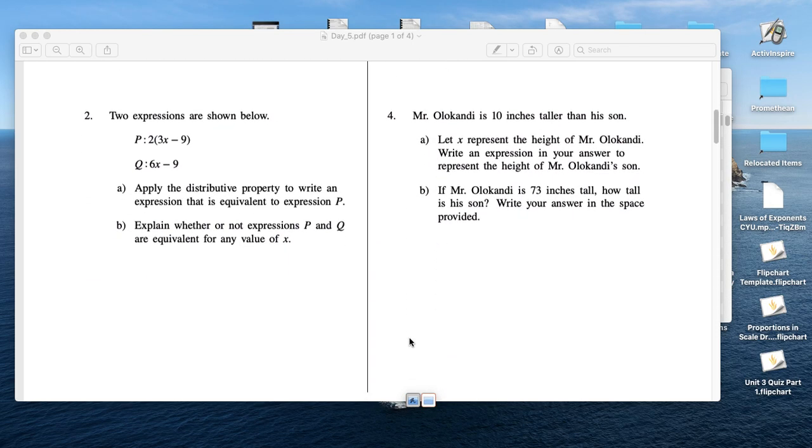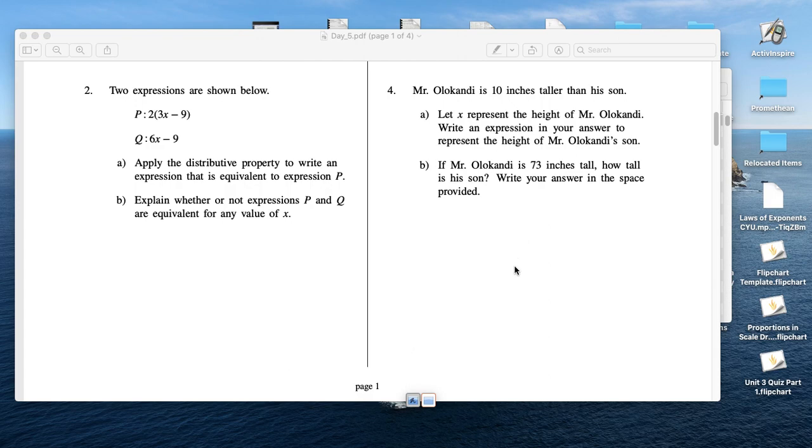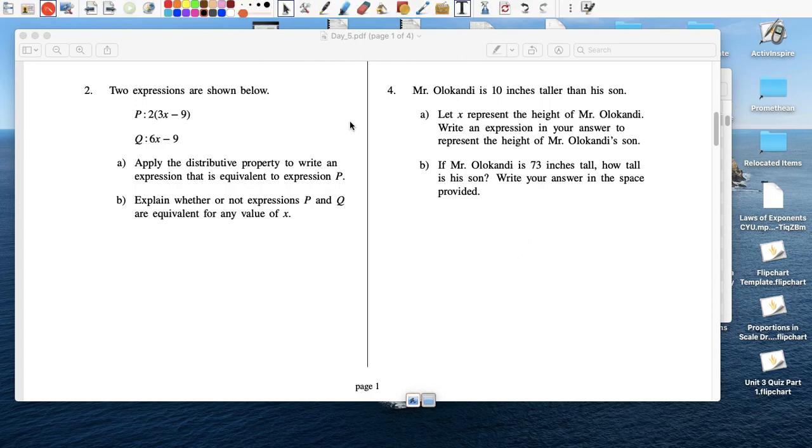Two expressions are shown below. Apply the distributive property to write an expression that's equivalent to expression P. So if you do the distributive property here, right, careful with your signs. So it's a positive times a positive, we get a 6x, and then it's a positive times a negative, so we get negative 18.